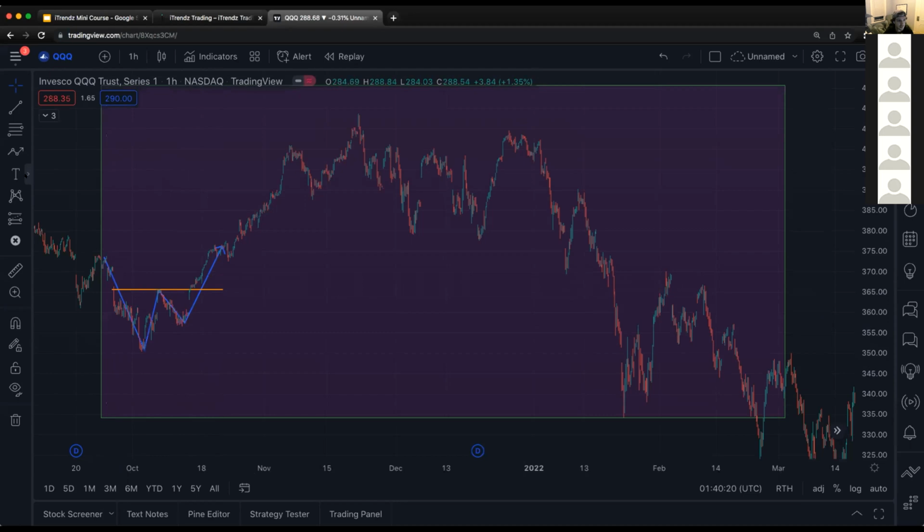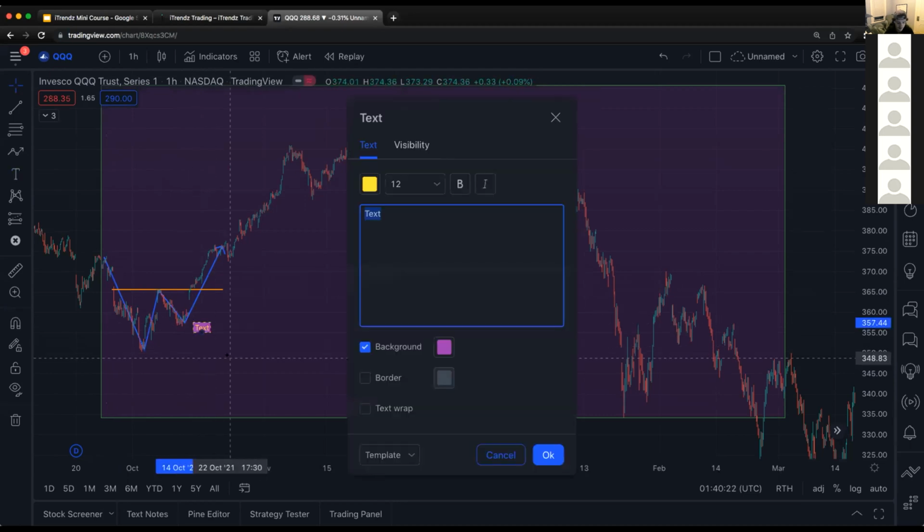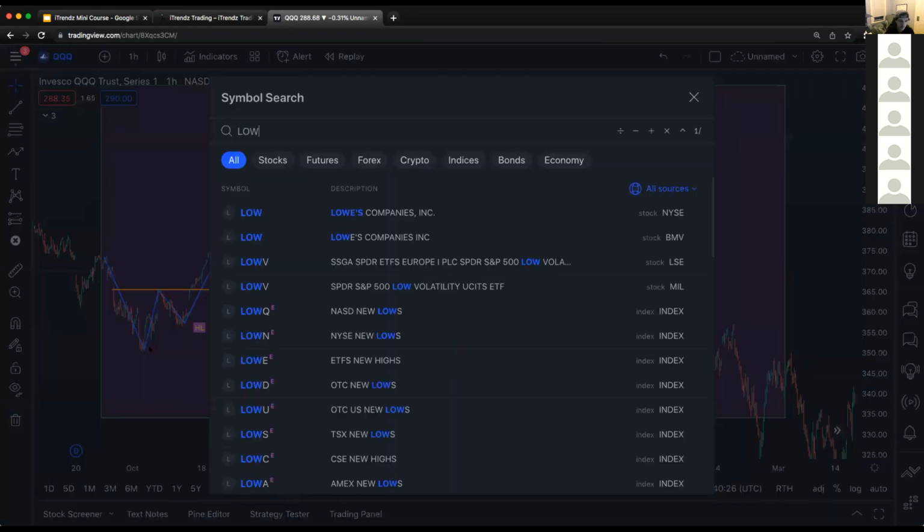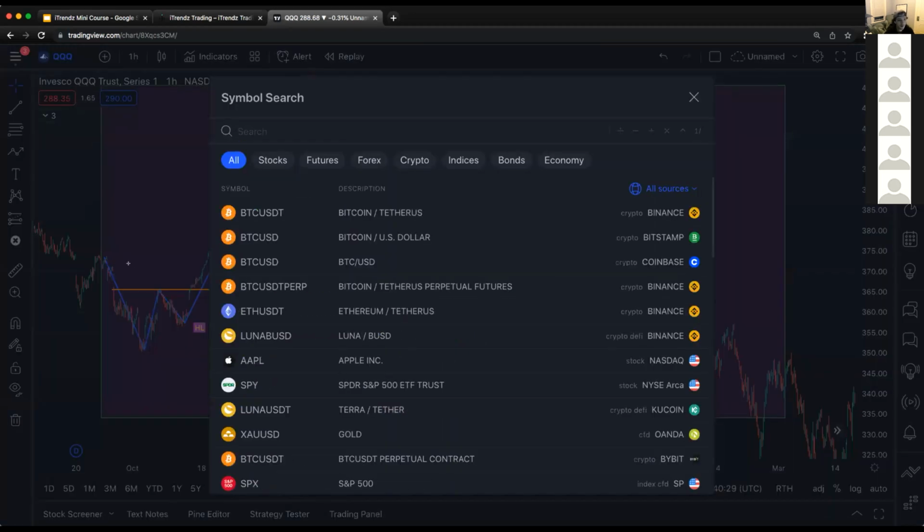So let's just add some text here. This is your higher low. This is your low that you want to pay attention to. Oh, no. We don't want to go to lows. Not yet.